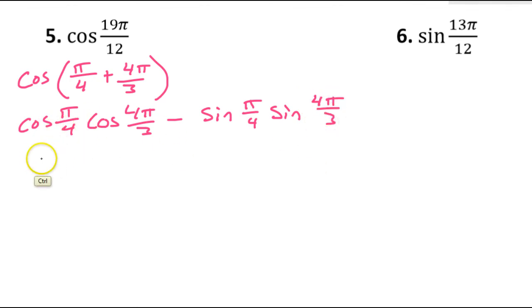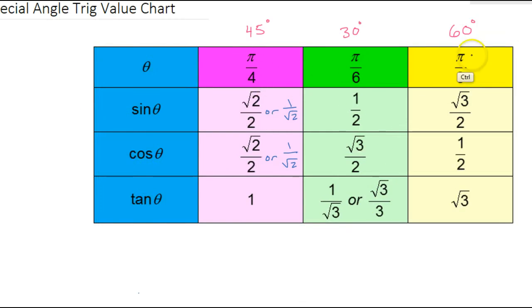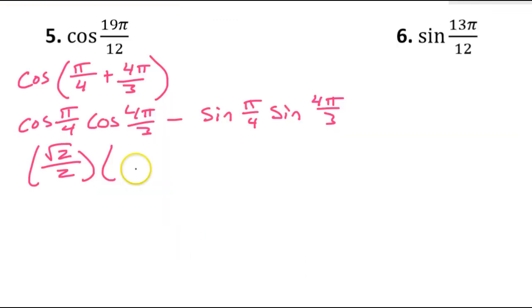Okay, so cosine pi over 4 is right off the chart. It's radical 2 over 2. Now, cosine 4 pi over 3, 4 pi over 3 of course is not on the chart. Pi over 3 is, so I've memorized that the cosine of pi over 3 is 1/2. So that means that the cosine of 4 pi over 3 is going to either be 1/2 or negative 1/2. All right, in other words, pi over 3 is the reference angle, but it could be negative 1/2. So I have to pay attention to the quadrant.